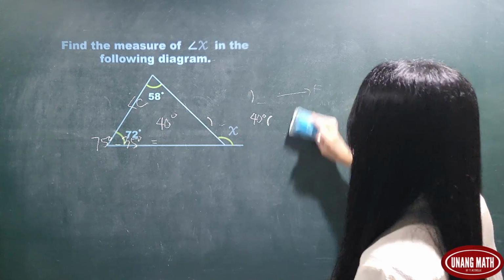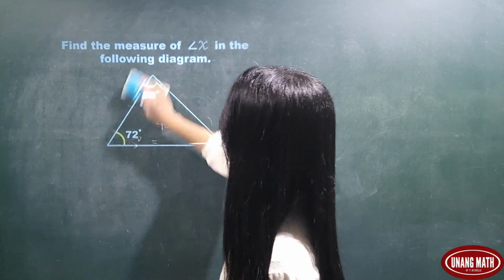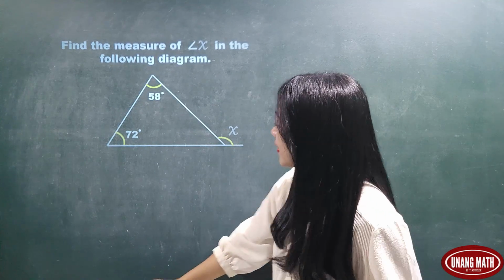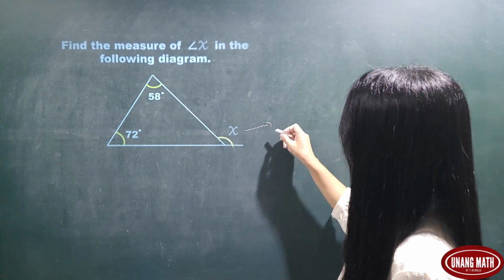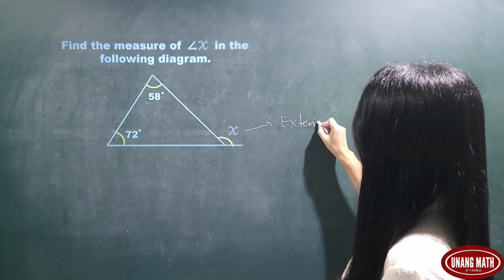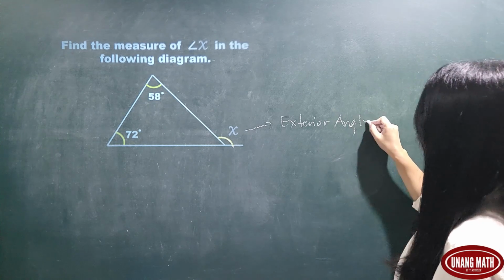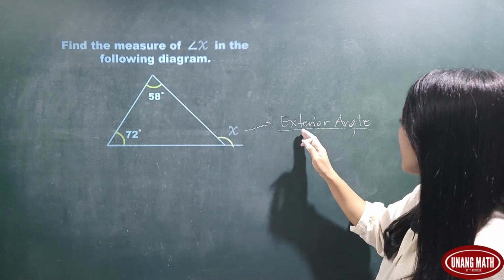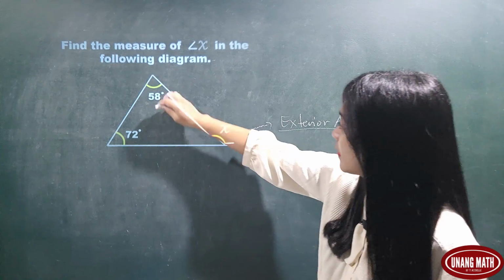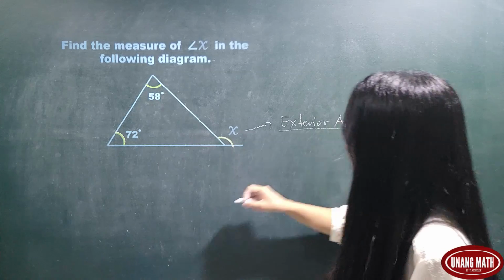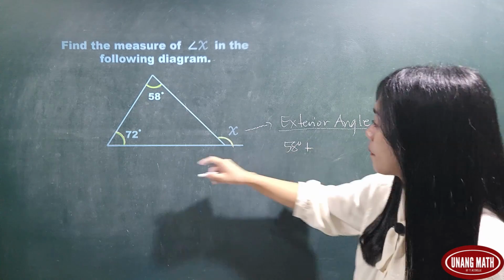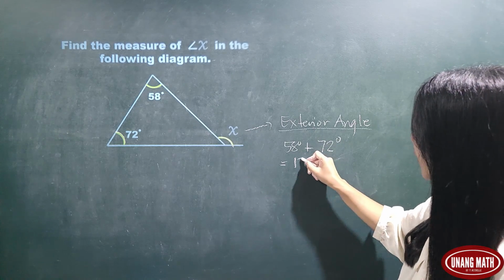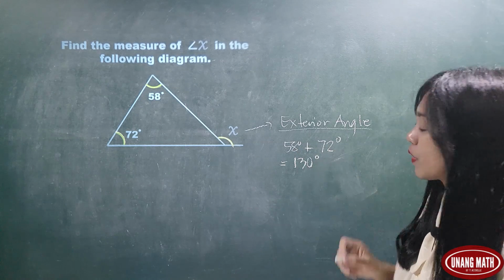Now let's answer this simple activity. We're going to find the measure of angle X in the following diagram. So where's angle X? This angle, and this is our exterior angle. We already know that the exterior angle is the sum of the two non-adjacent angles. So where are the two non-adjacent angles? This angle and this angle. So this is 58 degrees plus 72 degrees. So our exterior angle is 58 plus 72, which is equal to 130 degrees.